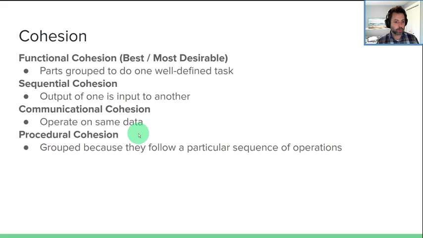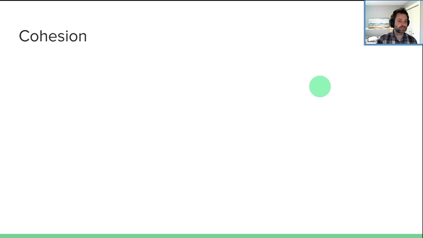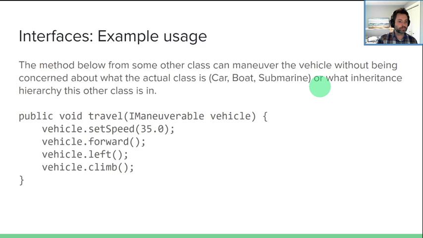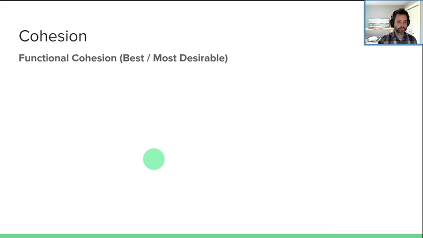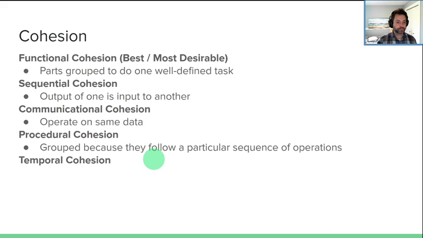We have procedural cohesion, and this is where it may start to get a little confusing. We're going to group modules together because they follow the same sequence, the same order of operations. Basically, if we were to go way back to this type of vehicle interface-based definition, let's say that every single vehicle we implement is always set speed, go forward, go left, and then climb. If every single one of my vehicle types does this, we would have procedural cohesion. So they follow the same order of events.